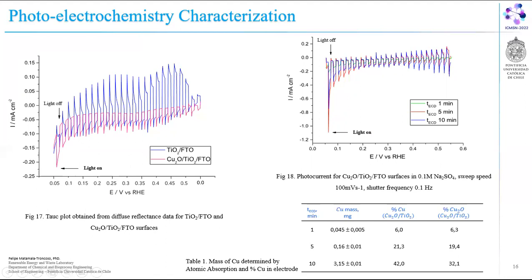Finally, an analysis of the effect generated by the amount of copper in the electrode was carried out here, and it was observed that the electrodes with a deposit of 10 minutes do not present a significant difference against the electrodes with 5 minutes of electrochemical deposition.